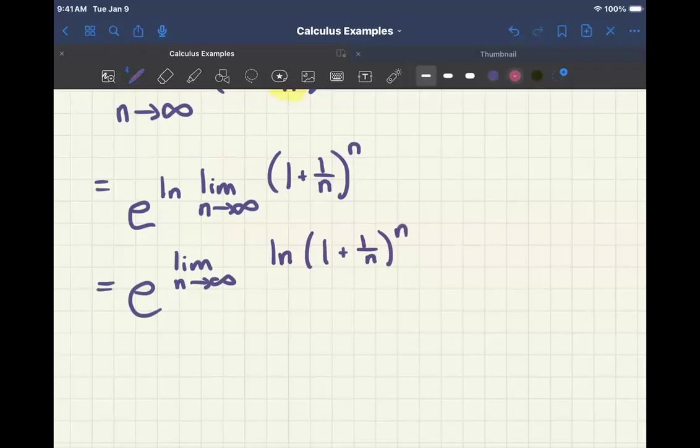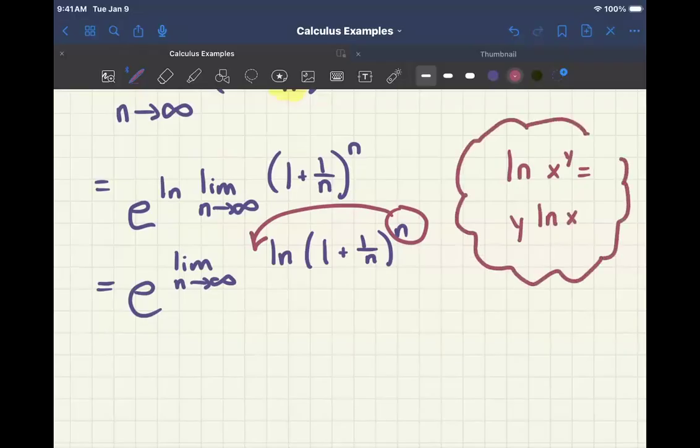And now that we have it inside the limit, our natural log laws say that if we have natural log of x to the yth power, we can write this as y natural log of x. So this is a nice thing to remember when we're working with these types of problems.